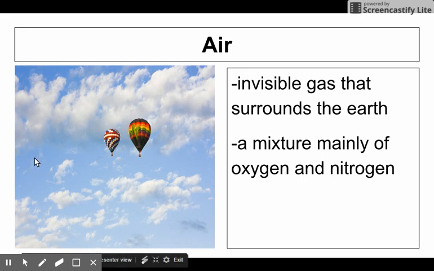Air. I just found a picture that would represent what we think of when we imagine air, because you can't see it, but it is that invisible gas that surrounds the earth and is made up mostly of oxygen and nitrogen.